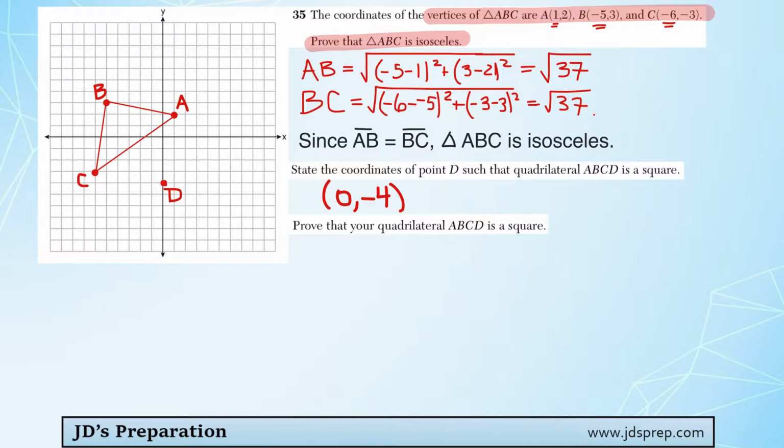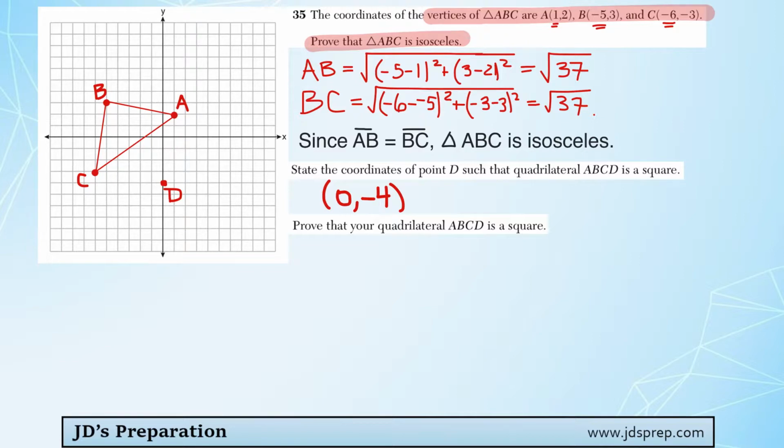Now, moving on to the last part of the question, we are asked to prove that the quadrilateral ABCD is indeed a square. Now, in order to do that, there's a couple things we need to do. First of all, we need to show or prove that all four sides of the square are the same length or congruent. The next thing we'll need to show is that the consecutive sides are perpendicular to each other. In other words, we're going to do that by showing that their slopes are negative reciprocals of each other.